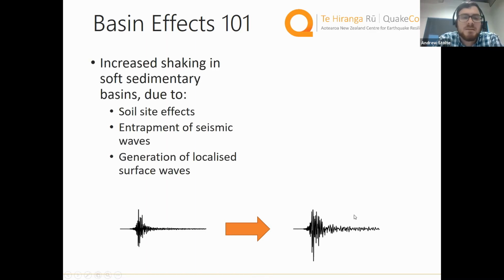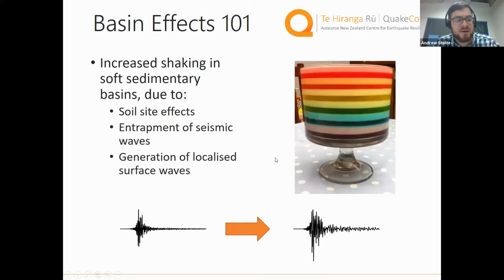So what causes this? Well, the increased shaking in soft sedimentary basins happens mostly due to 3 parts. First, we have general soil site effects, where soft soils tend to amplify the ground motions at longer periods. You also have the entrapment of the seismic waves within the basin, so it starts to bounce off the basin edges. Also near these basin edges, we get the generation of localized surface waves.